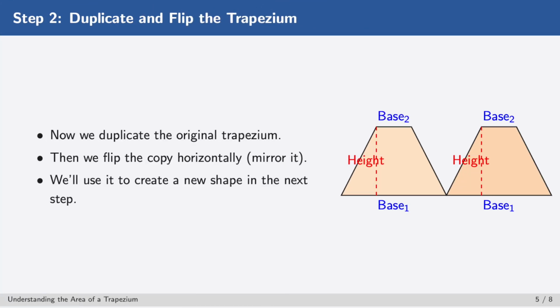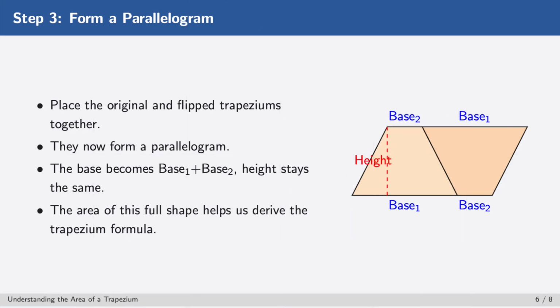Now we duplicate the trapezium, make an exact copy, but this time we flip it horizontally like a mirror image. We'll be using this flipped version in the next step and combining it with the original to create a brand new shape. Let's turn to the next slide.